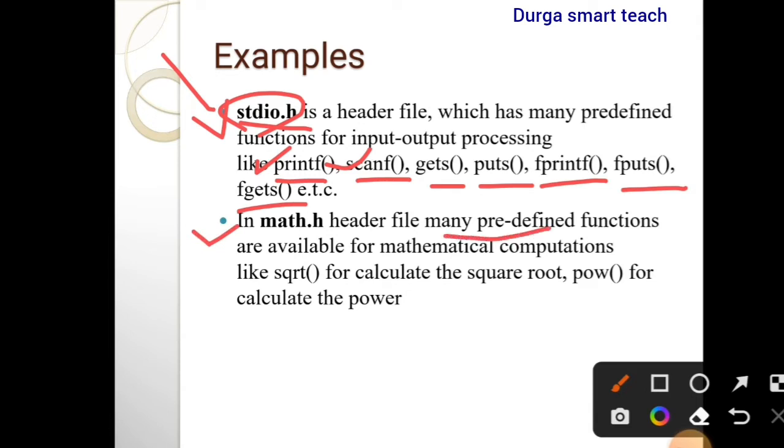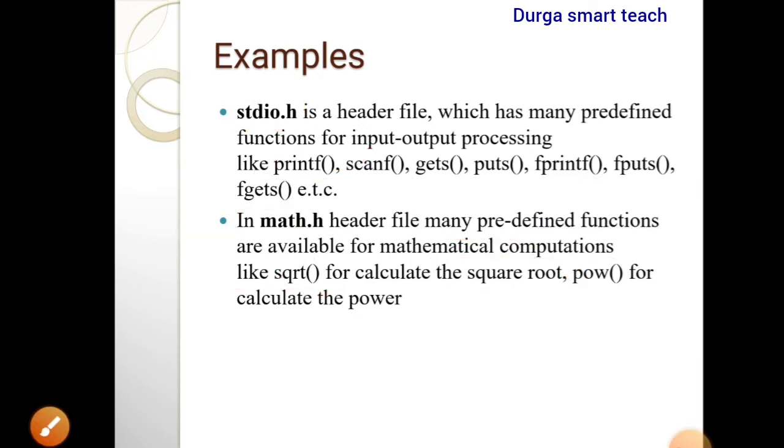Next is the math.h header file. In math.h, many predefined functions are available for mathematical computations, like sqrt for calculating the square root and pow for calculating the power of a number. Whenever you are using the sqrt function, you need to include math.h. Whenever you are using pow, you need to include math.h: #include <math.h>.